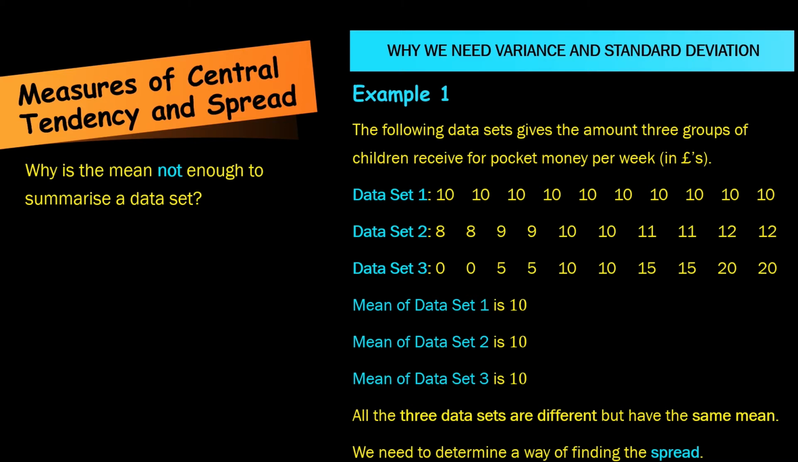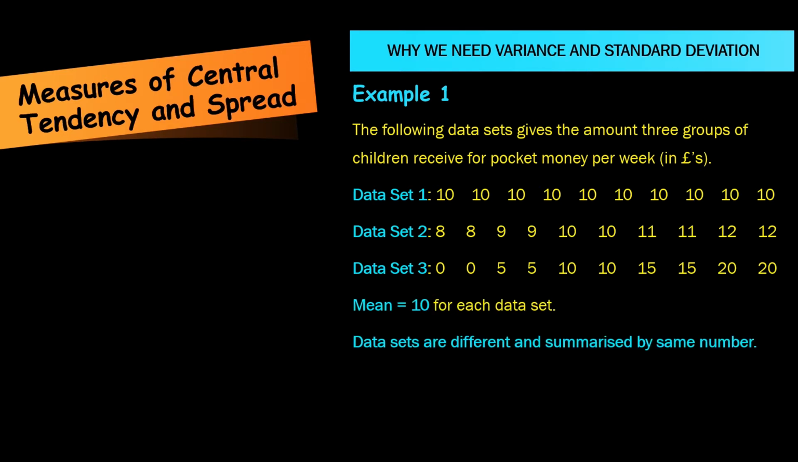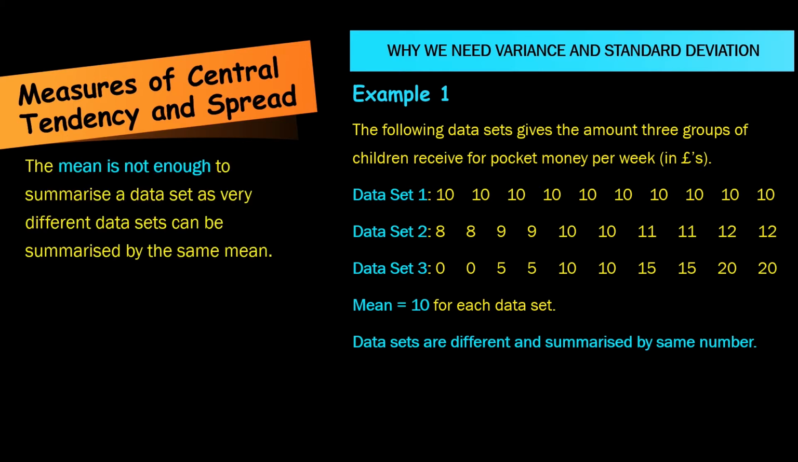We need to determine a way of finding the spread of the data. So far we have that the data sets are different but summarized by the same number. That, of course, is an issue. So the mean is not enough to summarize a data set, as very different data sets can be summarized by exactly the same mean, or even a mean that is similar. We need an idea of how spread out the data set is.